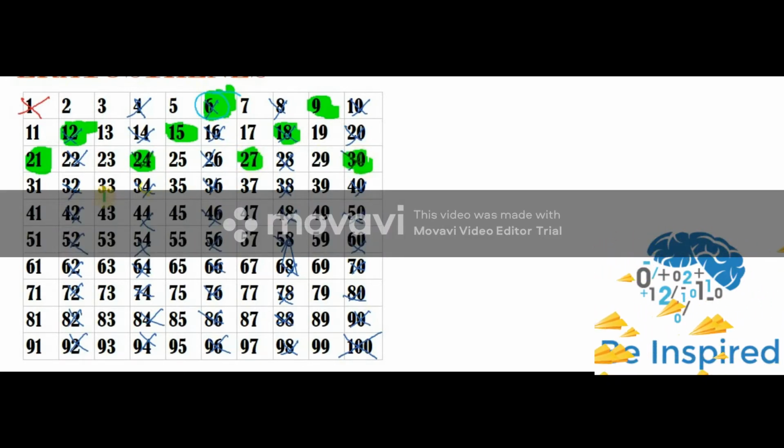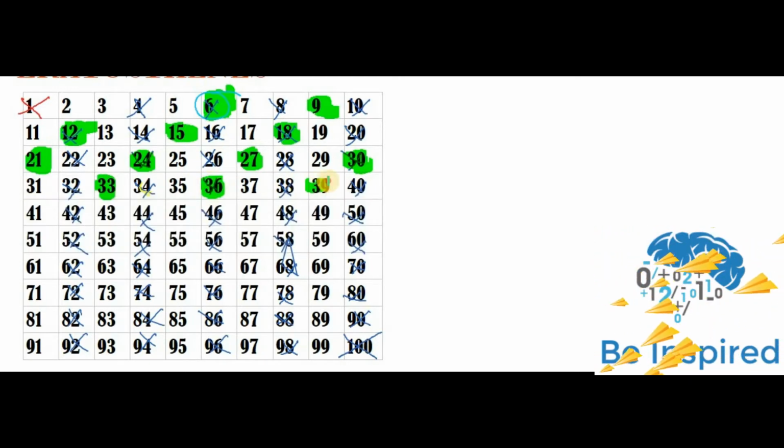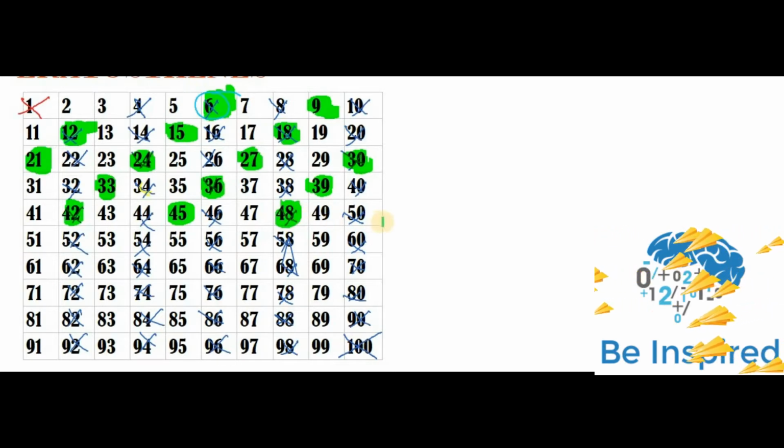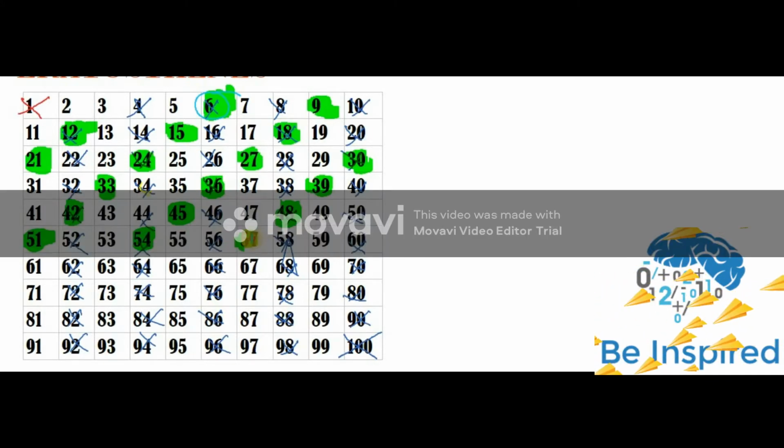3 tens are 30. 11 threes are 33. 12 threes are 36. 13 threes are 39. 14 threes are 42. 15 threes are 45. 16 threes are 48. 17 threes are 51. 18 threes are 54. 19 threes are 57. And 20 threes are 60.